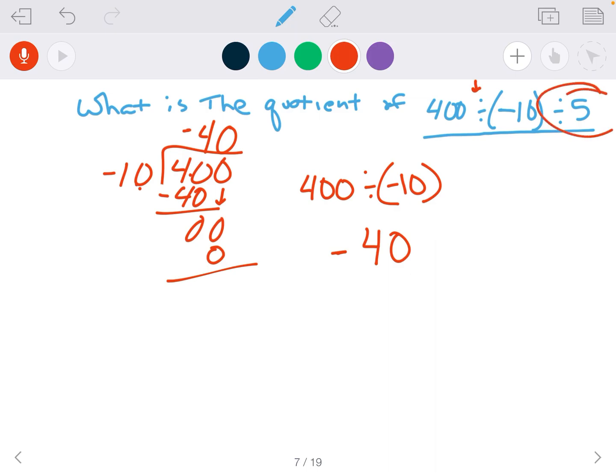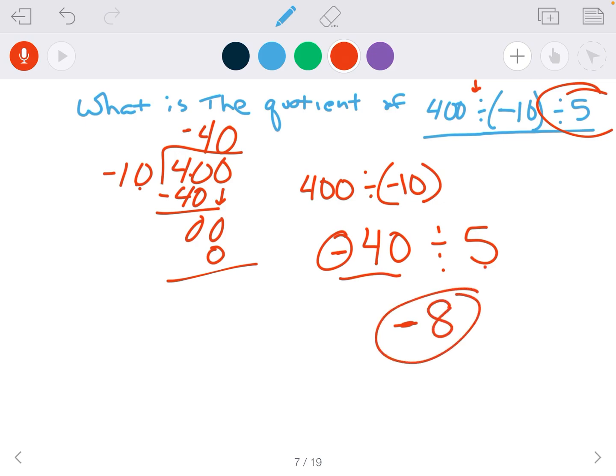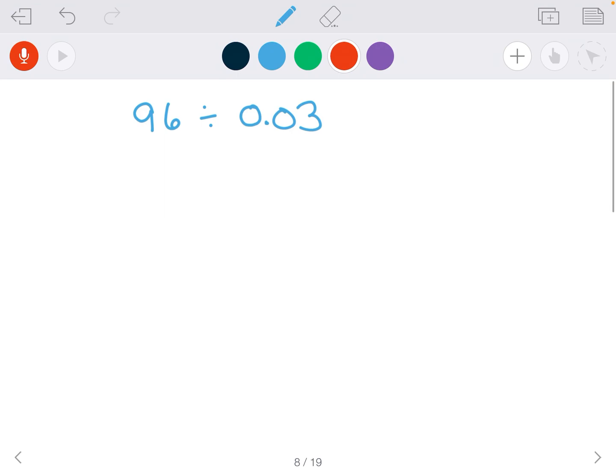All right, now I'm going to bring down the rest of my problem, divided by 5, a positive 5. So I've got a negative 40 and a positive 5. My answer is going to be negative. And I already know this fact, so I'm not going to do the division box. 40 divided by 5 is 8, so it's a negative 8. So just make sure you're taking your steps, writing stuff on paper and pencil.